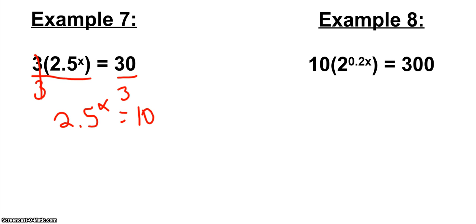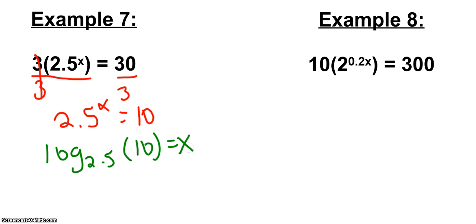Alright, the next part. In order for me to solve for the exponent, for the x, I have to convert from exponential form to log form. So I'm going to have log base 2.5 of 10 is equal to x. And then I can plug that into my calculator. So hit math, alpha math, base 2.5 of 10. Hit enter. And we're on 3 decimal places. So I get x is equal to 2.513.